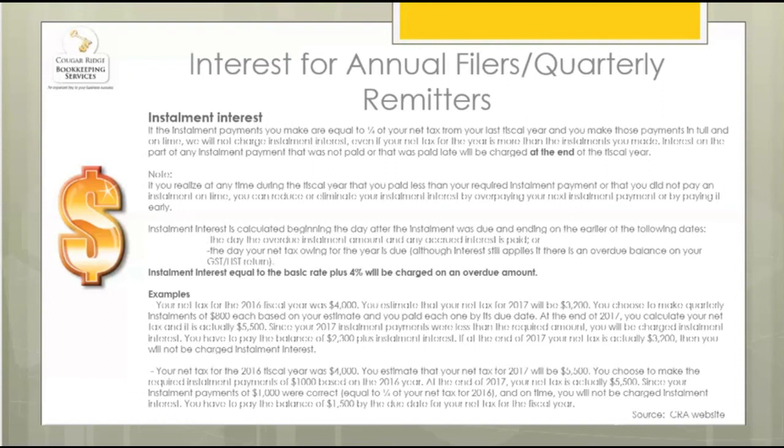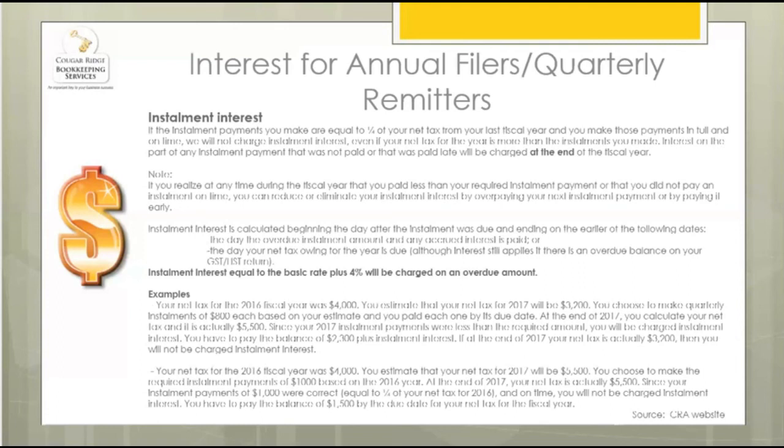In the second example, your net tax for the 2016 year was $4,000, and you estimated that it's going to be $5,500, but you decided to make installment payments of $1,000 every quarter and base it on the amount that you actually owed the year before. So you've made installments of $1,000 every quarter, every 3 months. At the end of 2017, you were correct. Your net tax is actually $5,500, but because your installment payments of $1,000 were correct based on the previous year, and you paid them on time, you won't be charged installment interest in this case. So you will have to pay the difference of the $1,500, but you won't have any extra interest added to it. So it seems very confusing, I know.